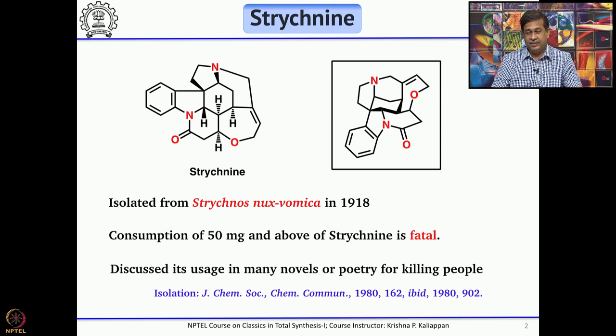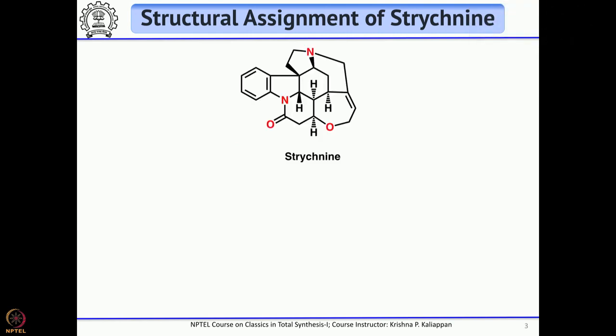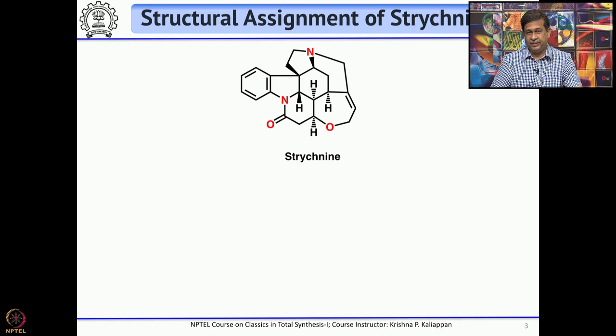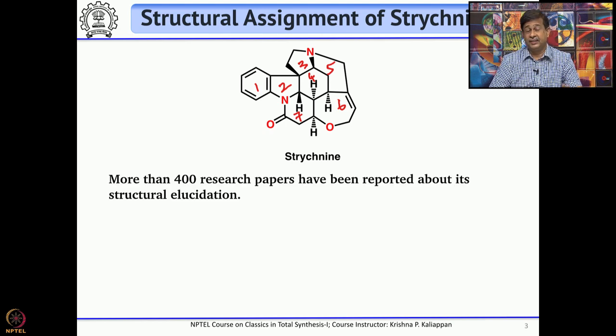In fact, those who are familiar with reading English novels know that there are many stories where strychnine was given to poison and kill people. This has been routinely used in many novels. From the complexity point of view, if you look at this molecule, what are the challenges one can expect from the synthesis point of view? First of all, how many rings are there? 1, 2, 3, 4, 5, 6, 7. There are 7 rings.